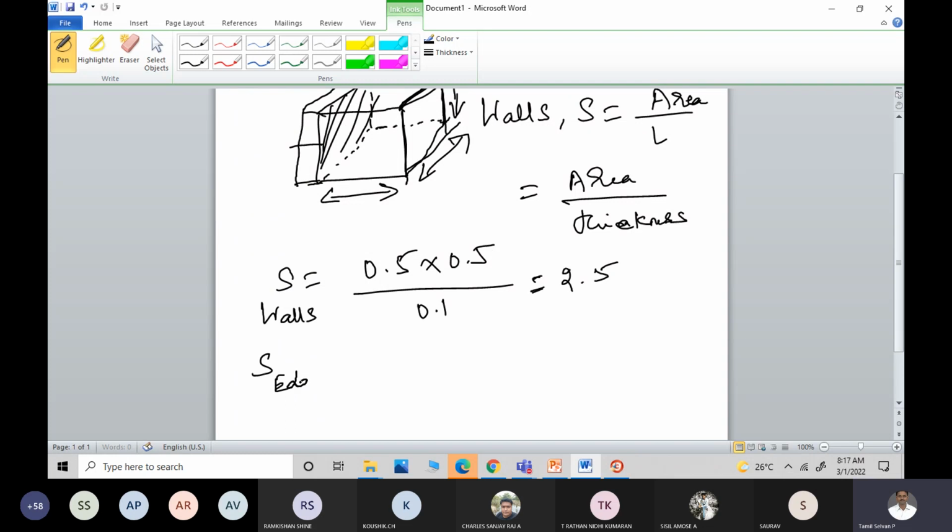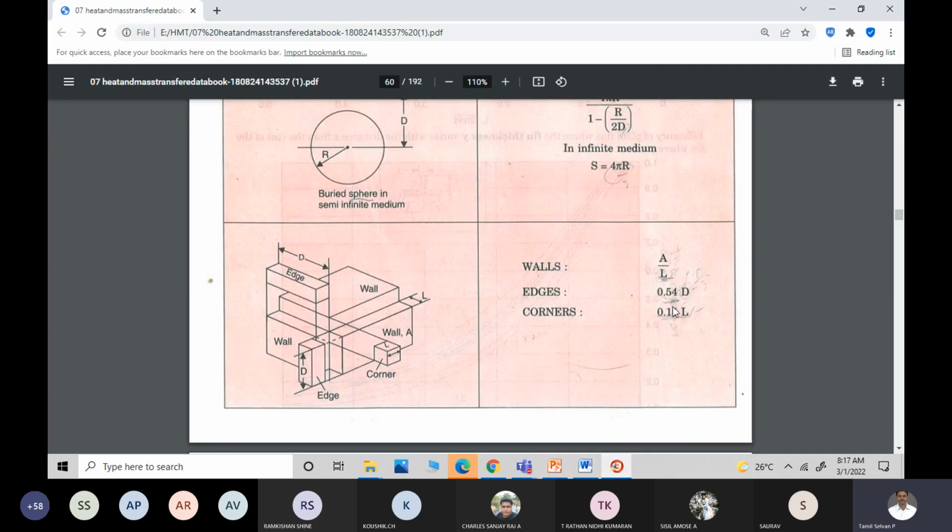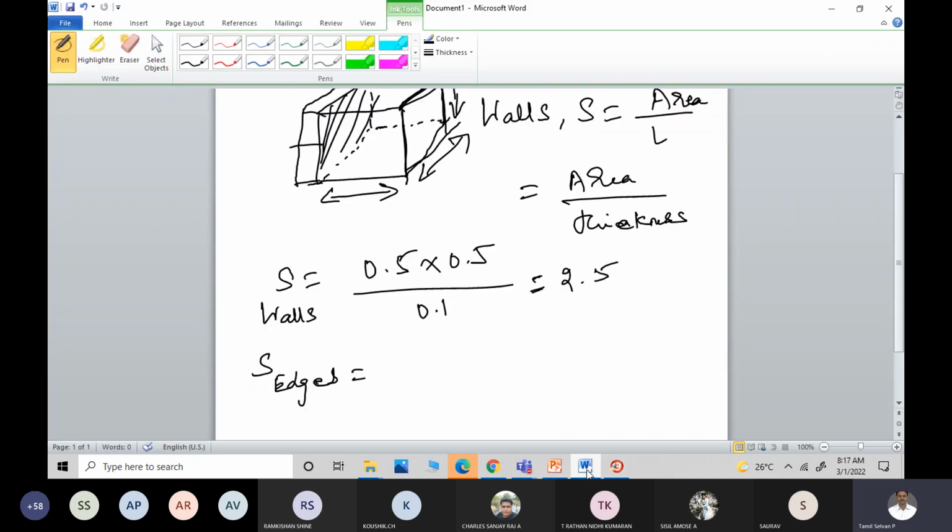So for edges, the conduction shape factor is 0.54 times D. So 0.54 into the width, which is again 0.5 meters. How much is it? 0.27. Okay, 0.27.